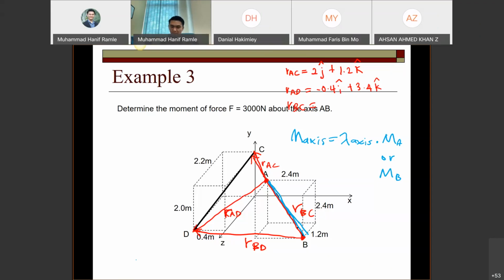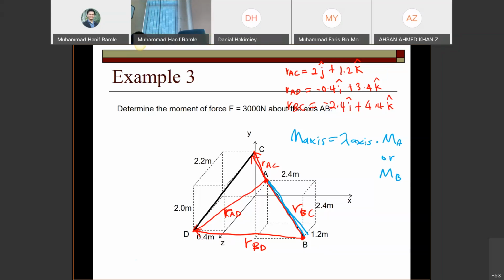2.4i plus 4.4j. Okay, the answer is negative 2.4. Negative, right? Betul tak Faris? Negatif. Why negative? Minus 2.4, is it? Betul tak? Tak tahu. Kenapa negatif?